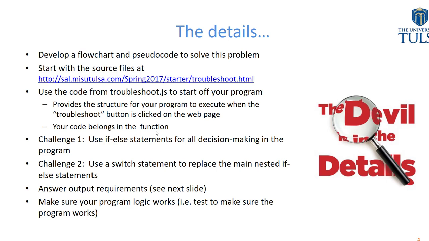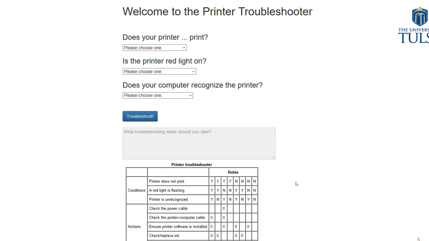Now you're going to have two challenges with this particular homework. One is to use nested if-else statements. The other one is to use a switch statement. And the output has to match the matrix from the decision table and make sure your program logic works, which means you have to test each and every one of those 8 scenarios to make sure it's correct. Okay, so this is what your web page is going to look like.